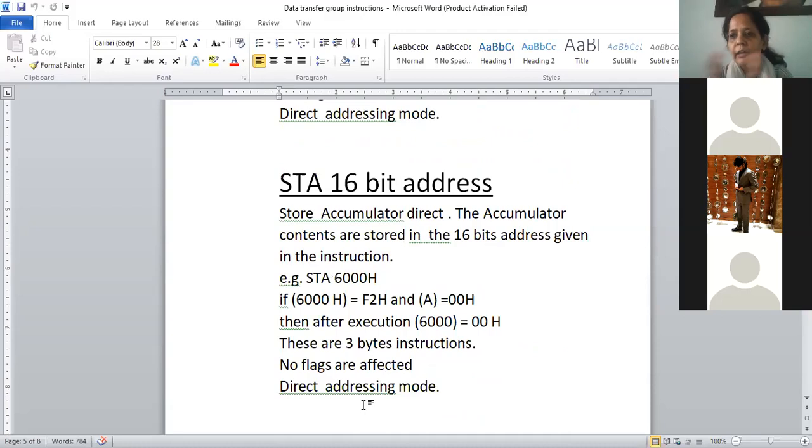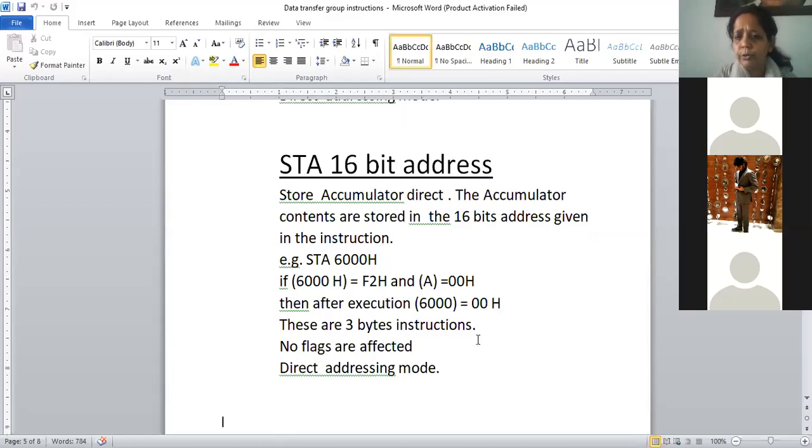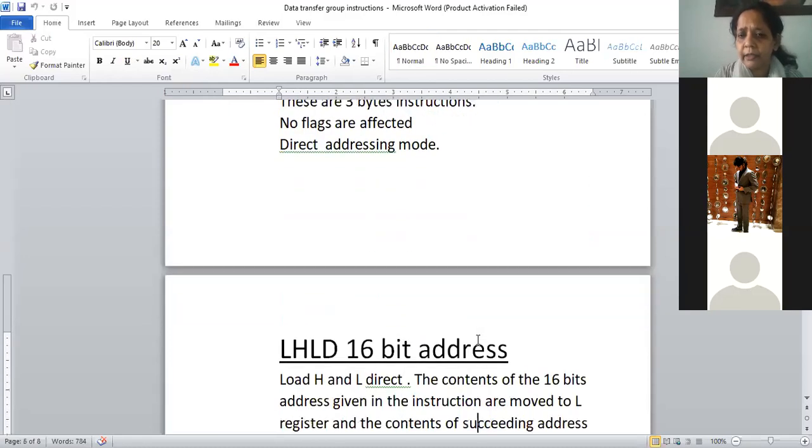Exactly the reverse process is done by the STA instruction. The A value will be transferred to the address specified in the instruction. So whatever is the value of A will be transferred to the specified address. So that address value becomes 00. We are assuming these are the data units.